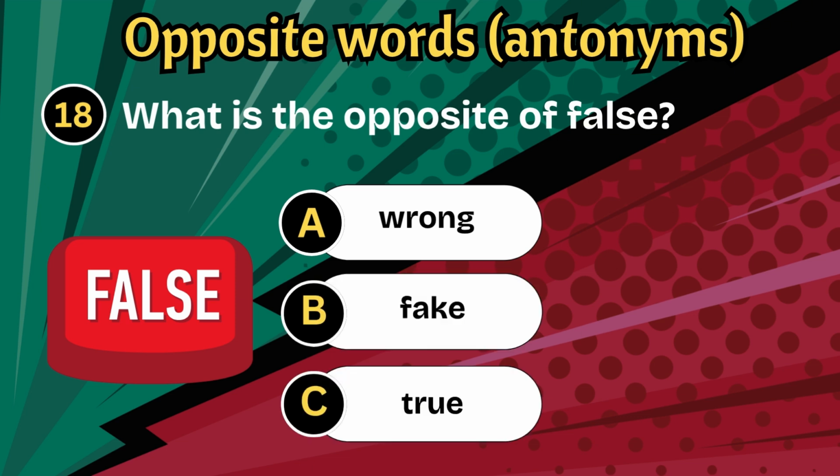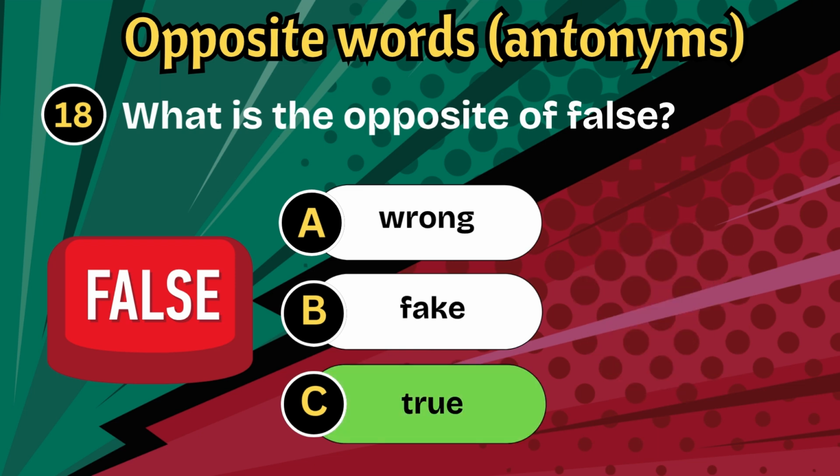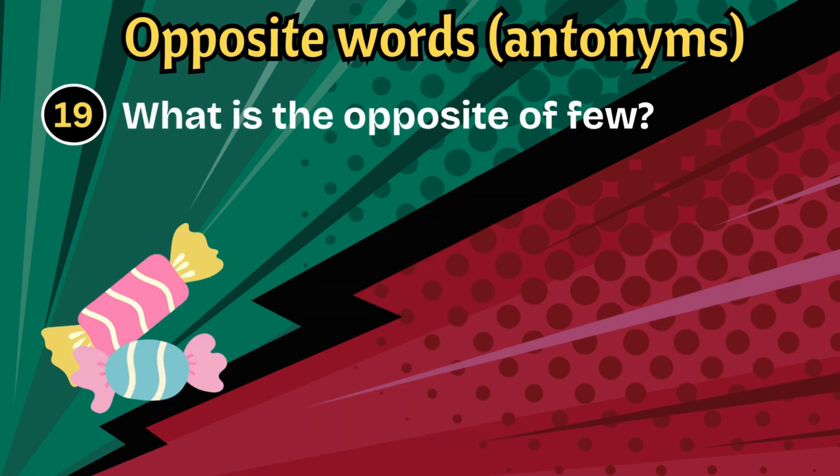Awesome job thinking. Now, make your final choice. The correct answer is true. False means something is incorrect, wrong, or a lie. But true means something is correct, real, or a fact. What is the opposite of few?